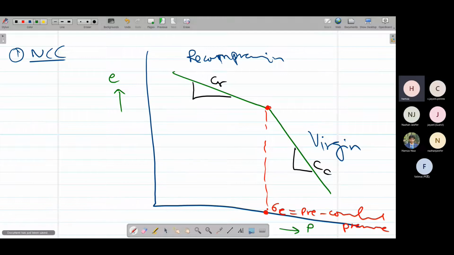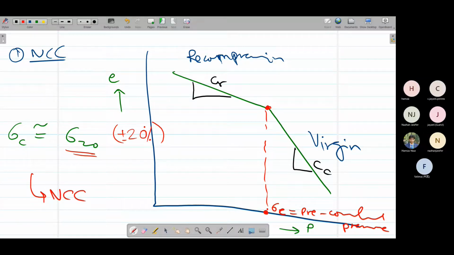Now for normally consolidated clays, if the sigma C value is approximately equal to sigma Z naught, the initial overburden stress sustained by the soil layer, within plus or minus 20% limits, so that is approximately equal, then we call that soil normally consolidated clay.